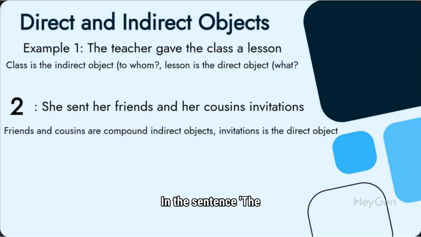In the sentence, "the teacher gave the class a lesson," class is the indirect object, receiving the lesson, which is the direct object. Similarly, in "she sent her friends and her cousins invitations," friends and cousins are compound indirect objects, while invitations is the direct object.